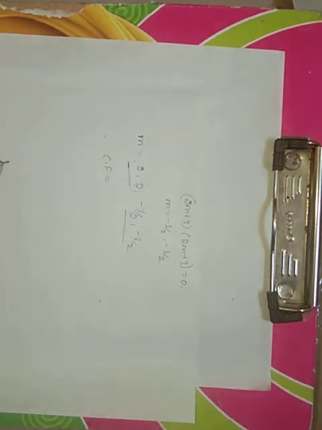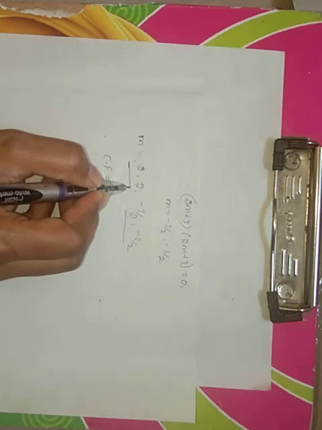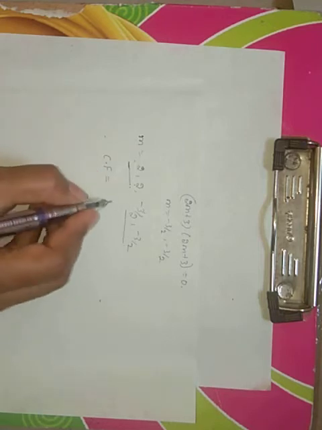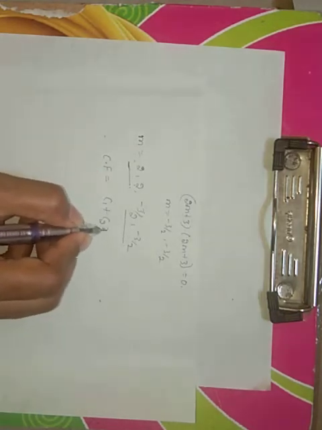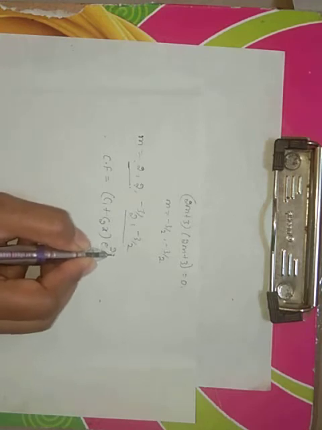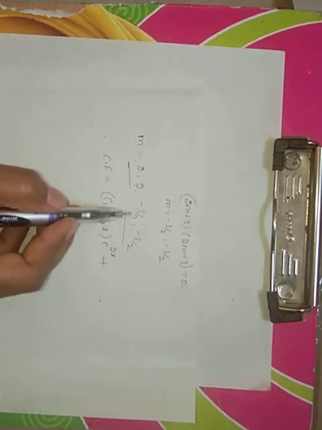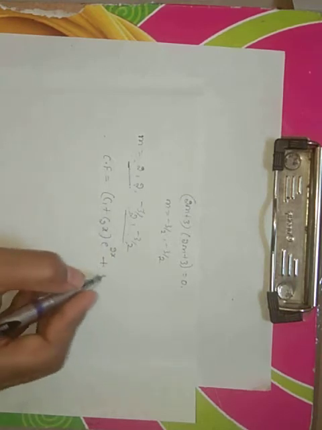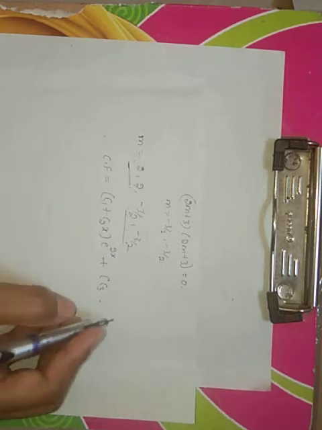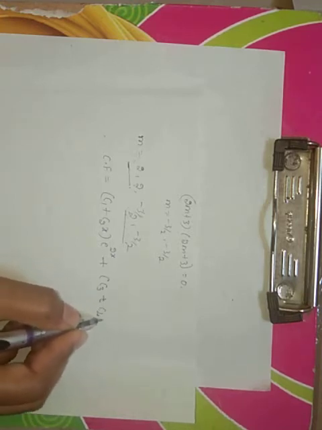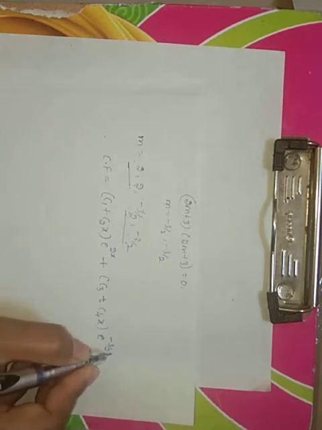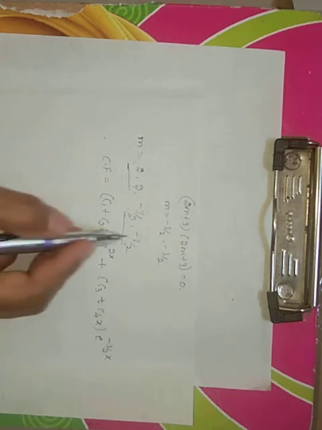If the roots are repeated, then the complementary function for the repeated roots is c1 plus c2x into bracket e raised to 2x, plus. Now come to these two roots, which are again equal. Since c1 and c2 are already used, use different constants: c3 plus c4x into bracket e raised to minus 3 by 2 into x. So that is the complementary function.